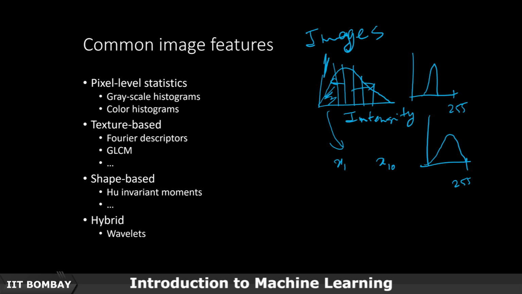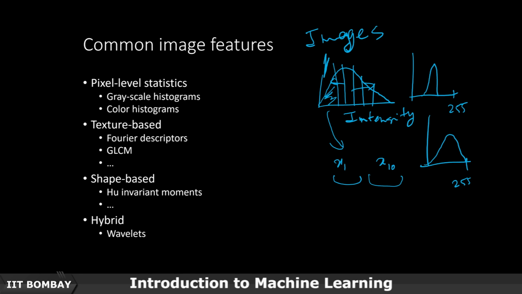So now all the images that are darker will have x1, x2, x3 as large values, whereas those that are brighter will have x8, x9 and x10 as large values, right. Here I also assume that I have normalized this histogram, so that I have divided each bin by the total number of pixels in the image, so that they all add up to 1. It doesn't depend on the size of the image.